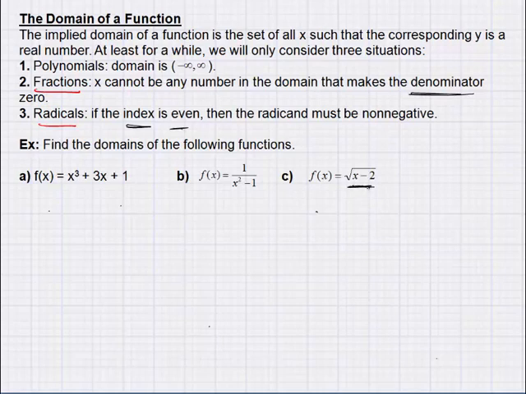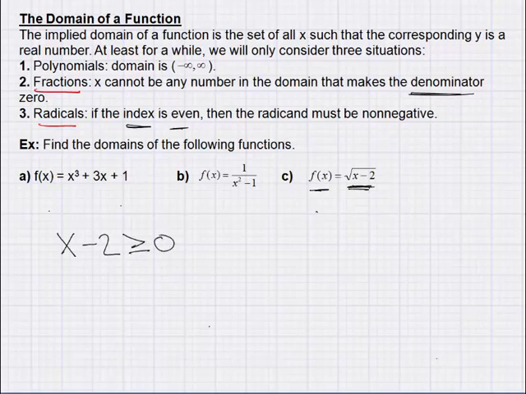You cannot take the even root of a negative number. If you try and take the even root of a negative number, you will get an imaginary answer. And we're dealing with real numbers right now, so imaginaries don't work for us. So when I look at this function here, f of x equals the square root of x minus 2, this thing inside the root, x minus 2, cannot be negative. What does that mean? It has to be greater than or equal to 0.